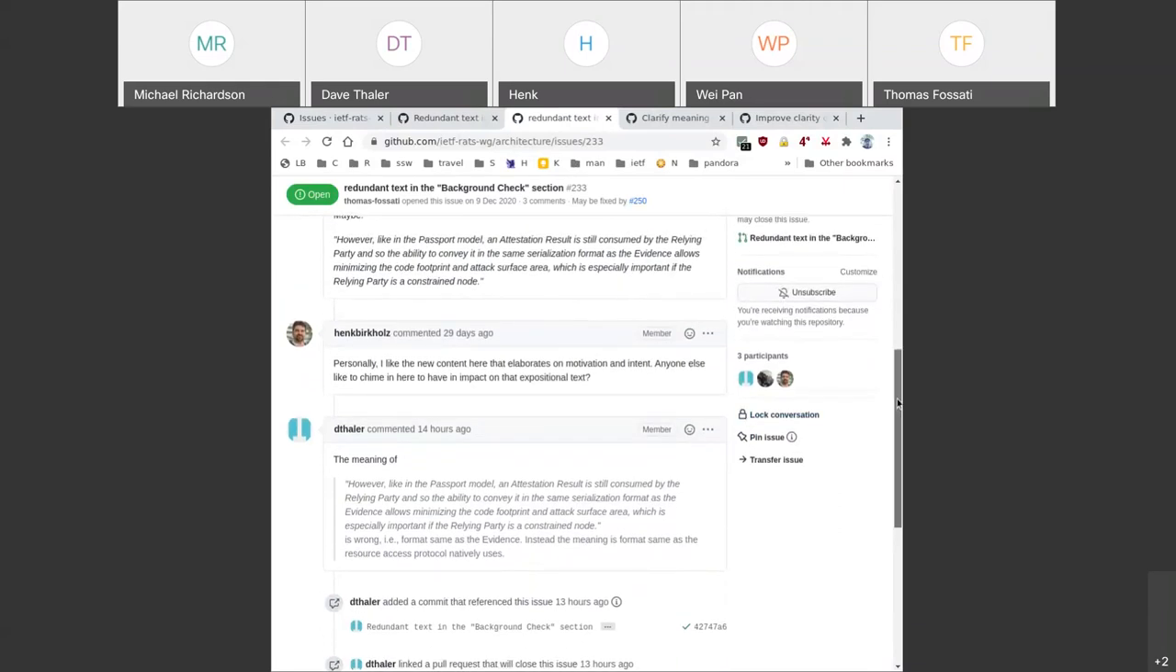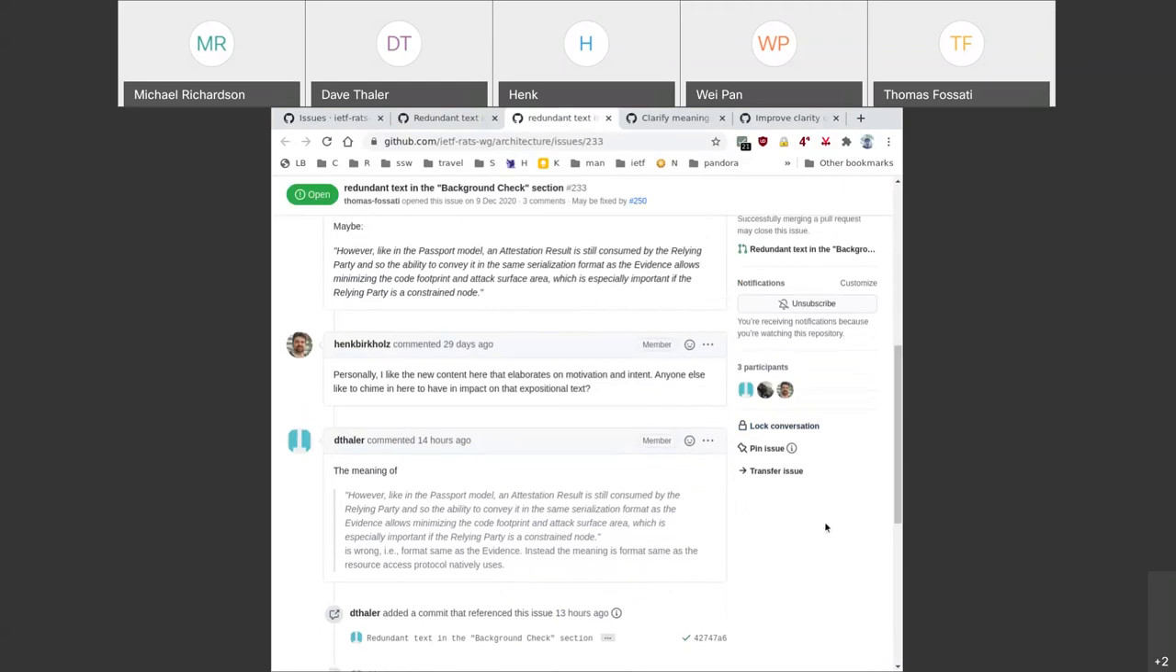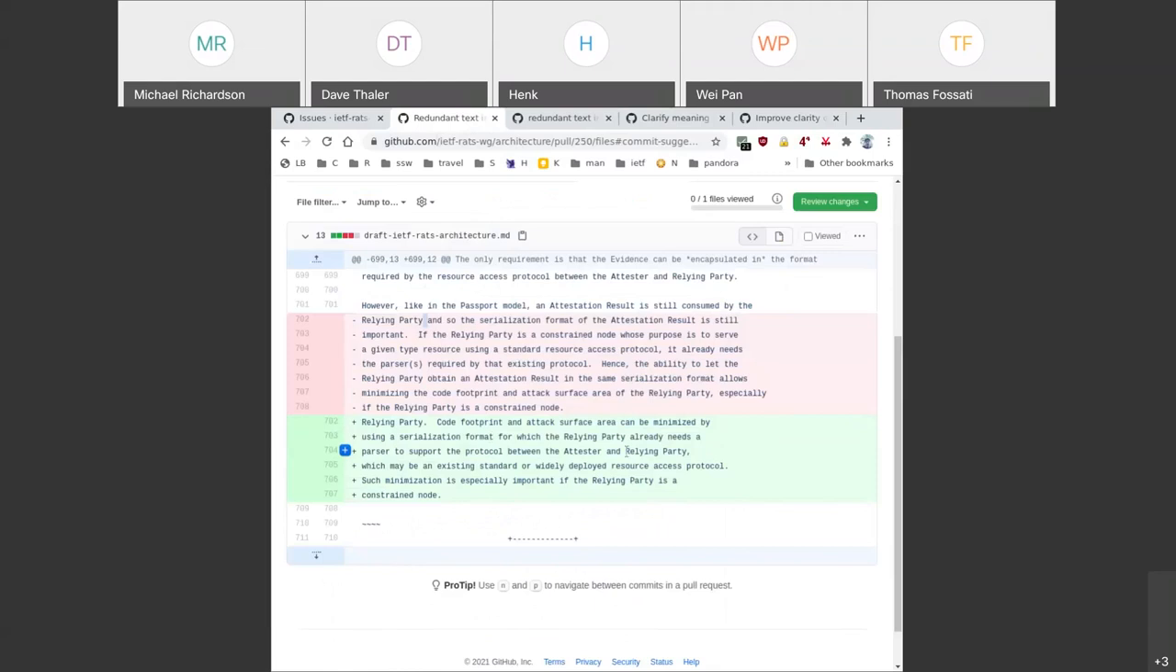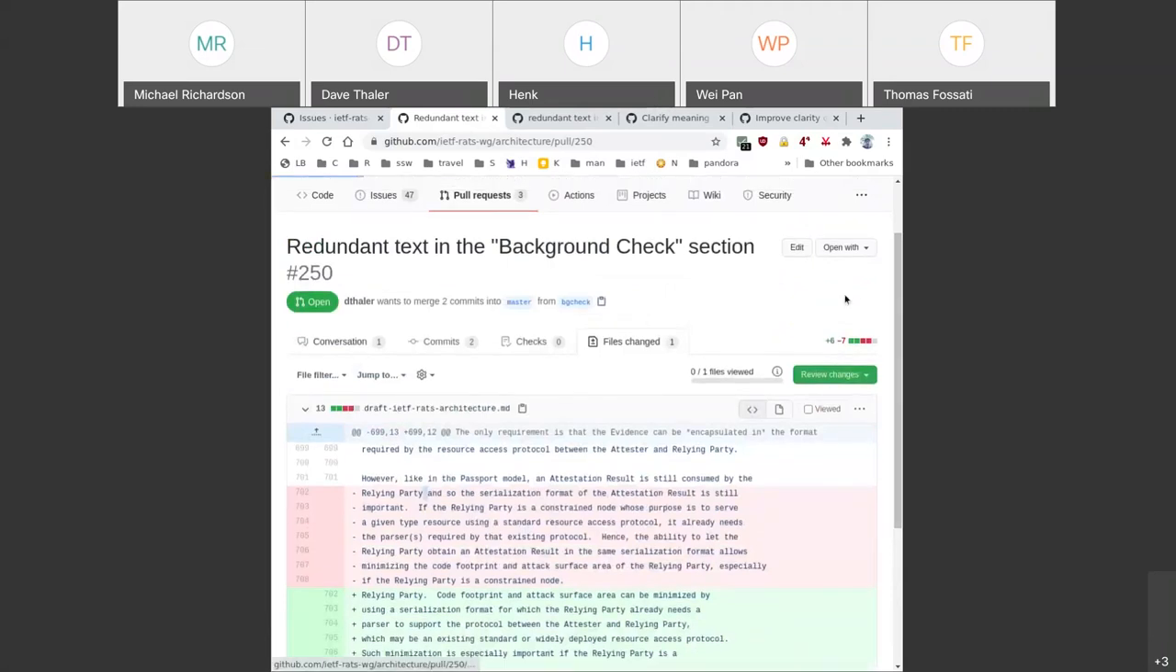Okay, yes, I read these comments, and I agree. So the point is, the relying party does not need a parser for the evidence, right? Correct. And it needs a parser for the resource access protocol, like HTTP or SMB or SIP or whatever it is. Correct. All right. So if you're okay with this, then I didn't hear anybody else. Okay, let's go.